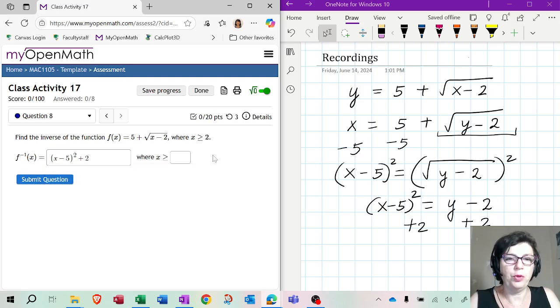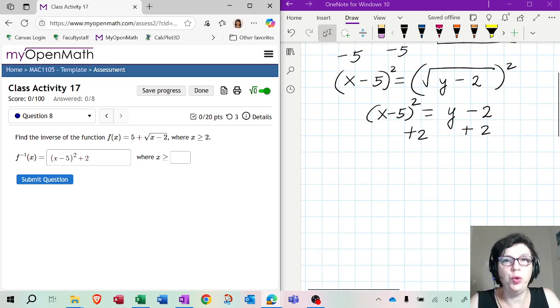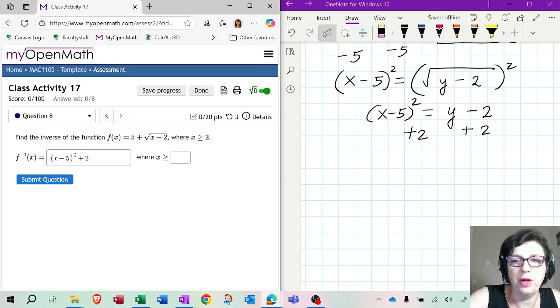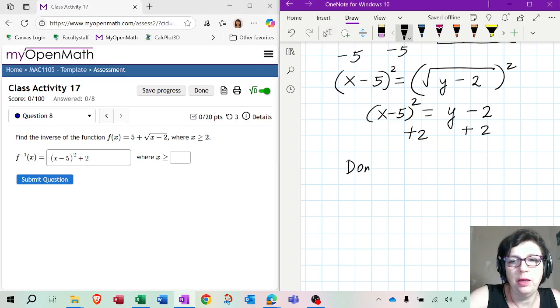Okay, so what I want you to remember is that the domain and range switch around whenever you are talking about inverses, because in inverses x and y just switch each other, right? So for the original function, the domain was x greater than or equal to 2. So this means this would be an interval starting with 2 and going to infinity.